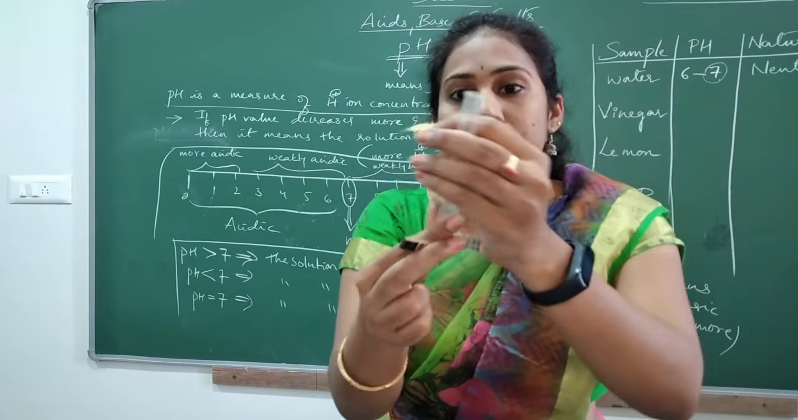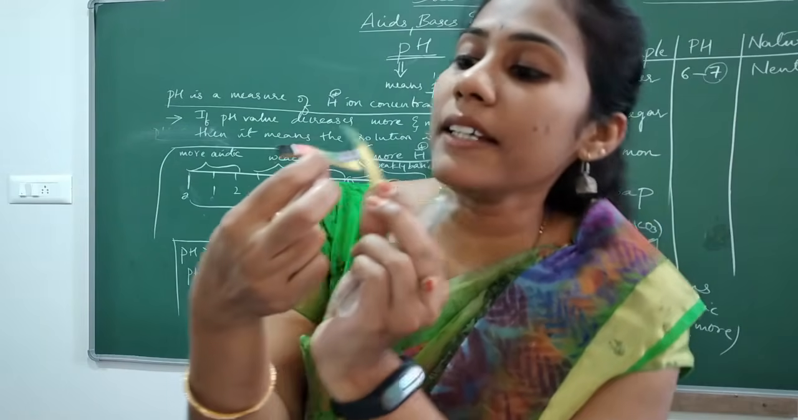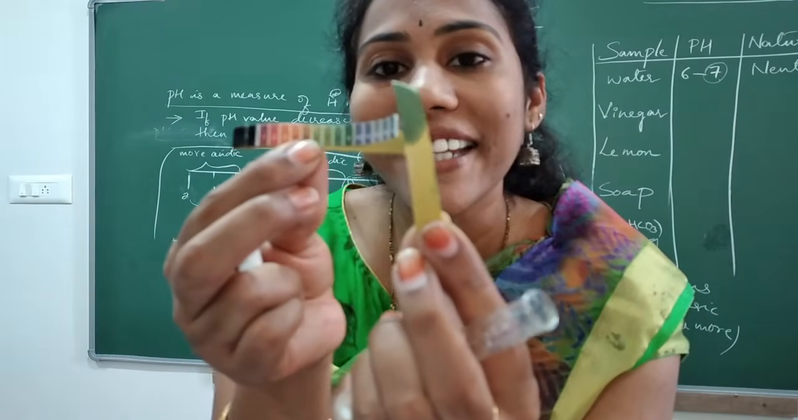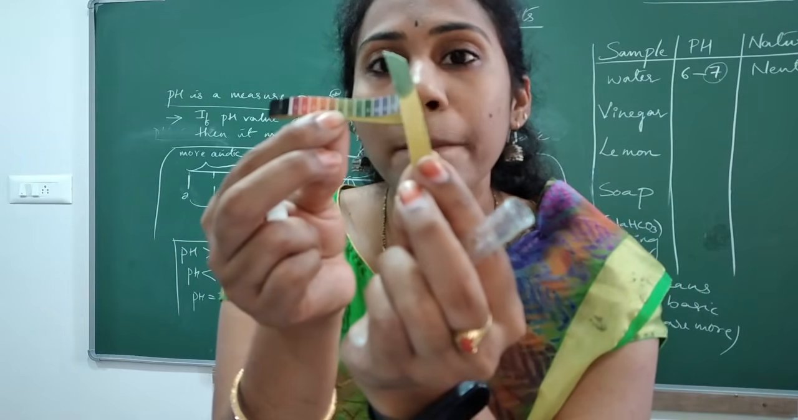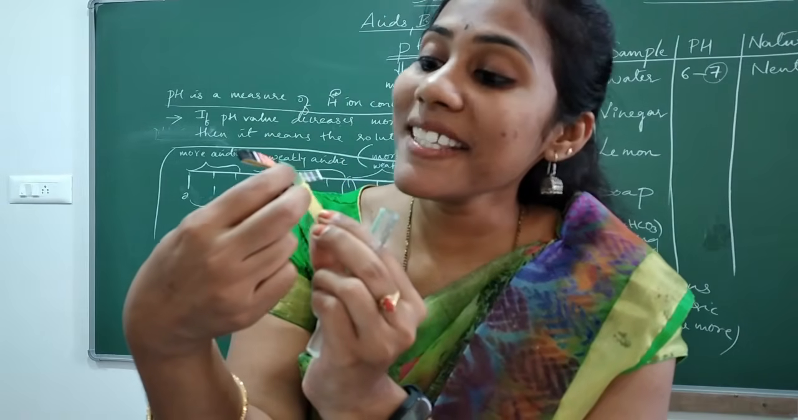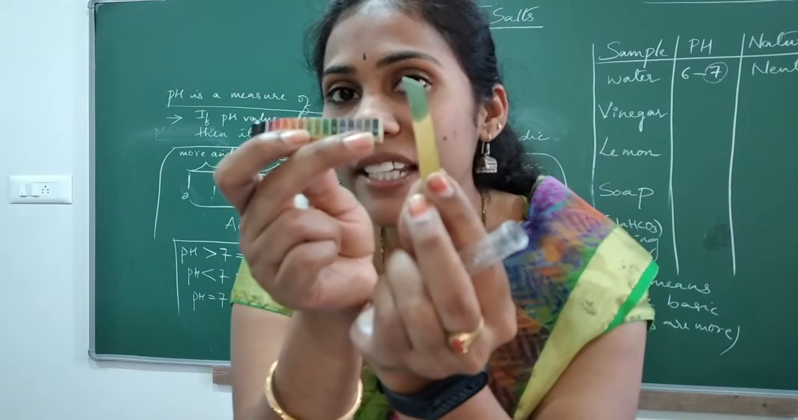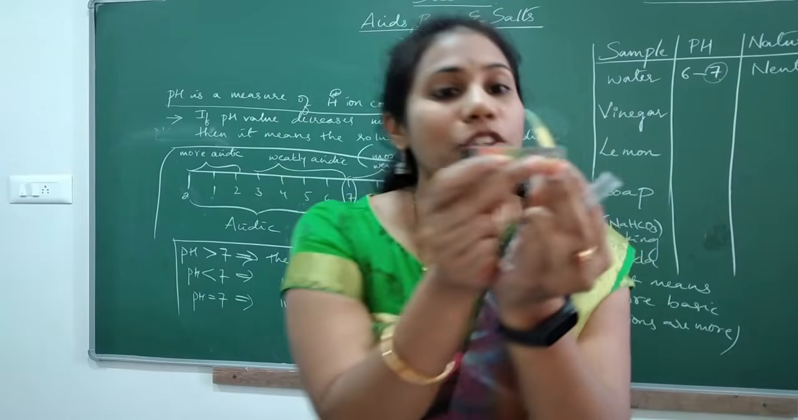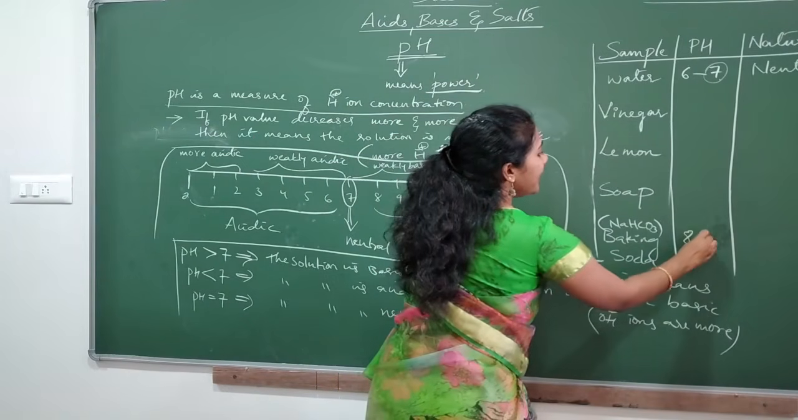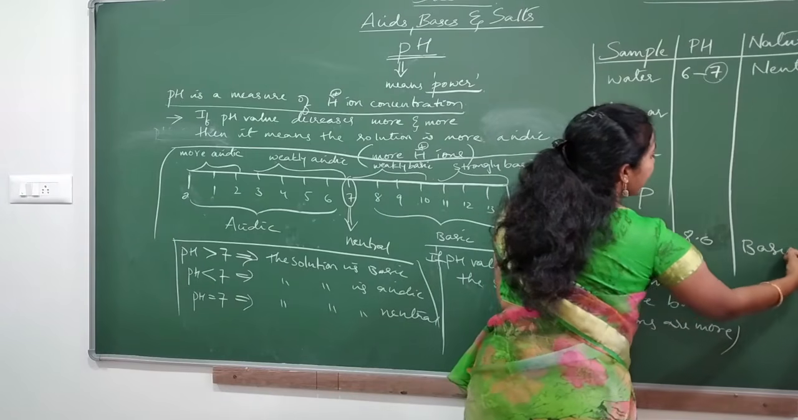Okay, see, now compare. What is the pH value? Compare the color, guys. What is its color? Almost it is matching with 8, isn't it? Baking powder is basic in nature because you see, it is matching with the color of pH value 8, right? So definitely, what is the pH value you have got here? 8.0. That means baking powder is basic in nature.